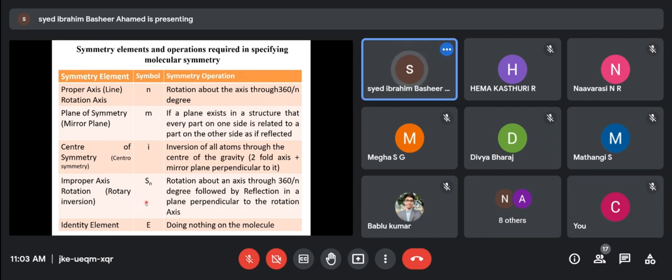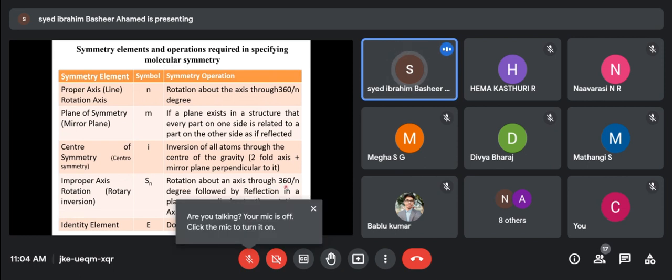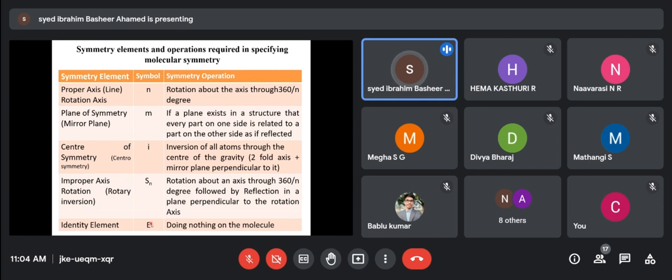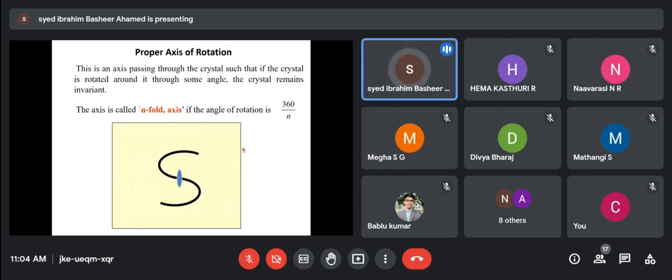Improper axis of rotation is indicated with the letter SN. This symmetry has 2 operations: rotation followed by reflection. You will rotate and then you will do the reflection. The identity element will do nothing, and it is indicated with E. So we will see the example, proper axis of rotation. This is an axis passing through the crystal, such that if the crystal is rotated around some angle, the crystal remains invariant.